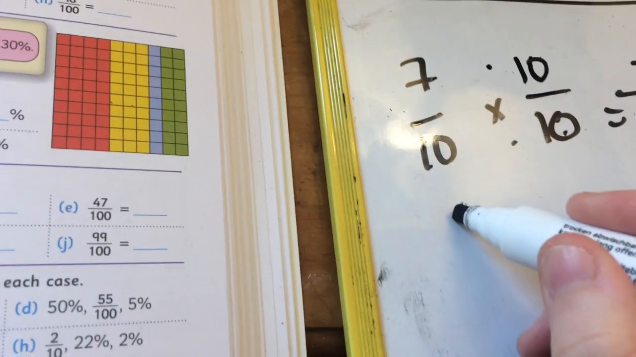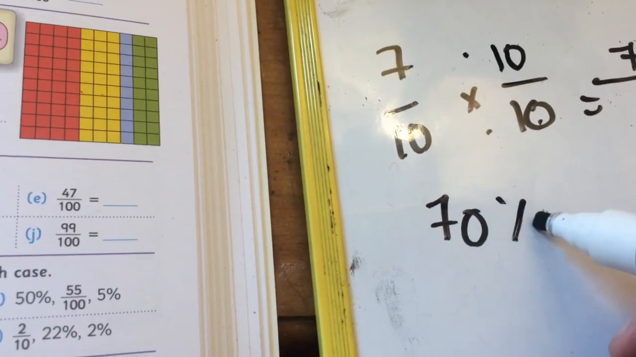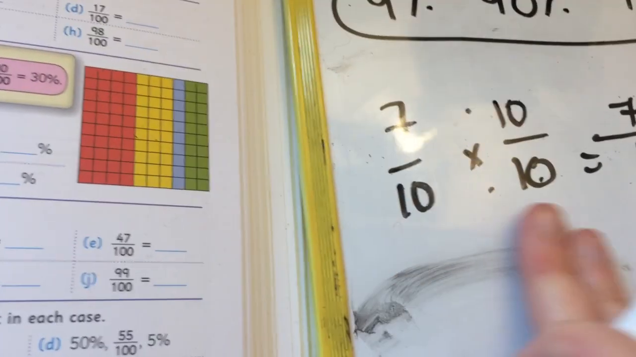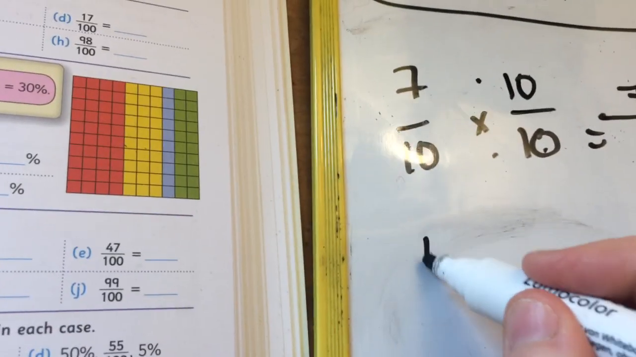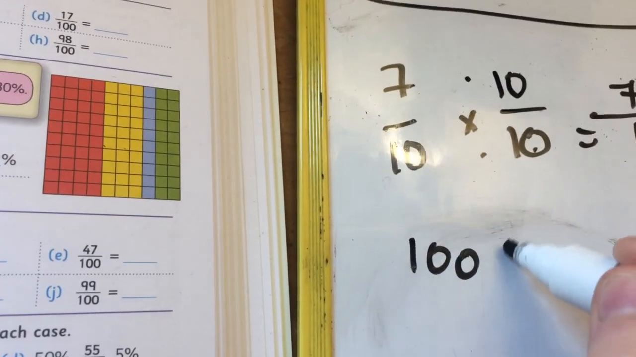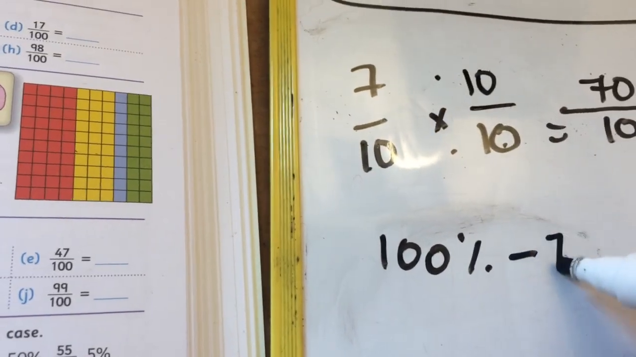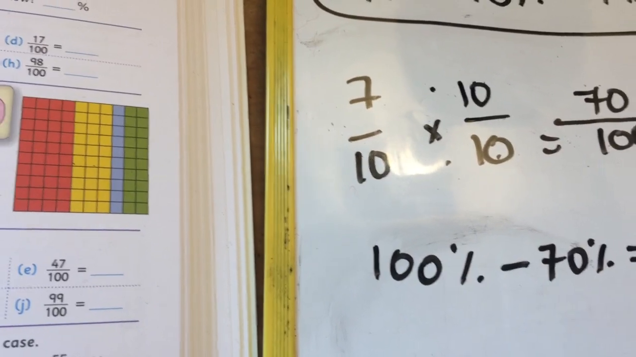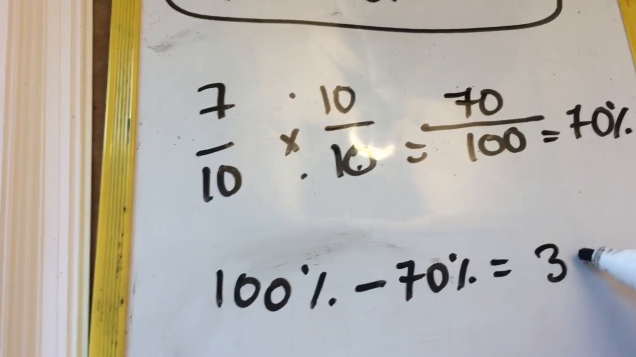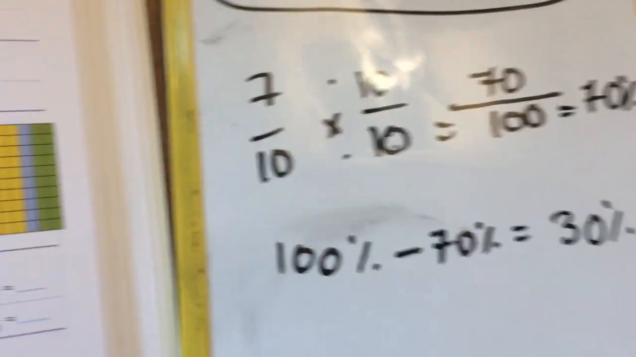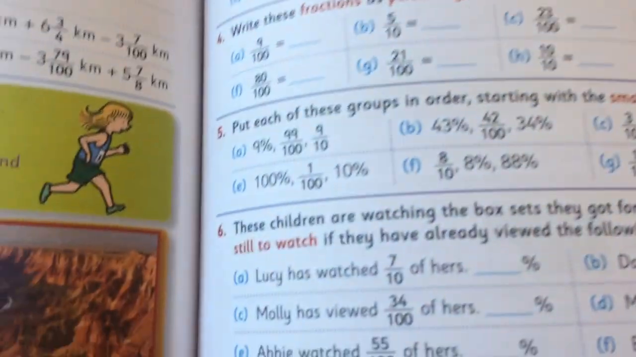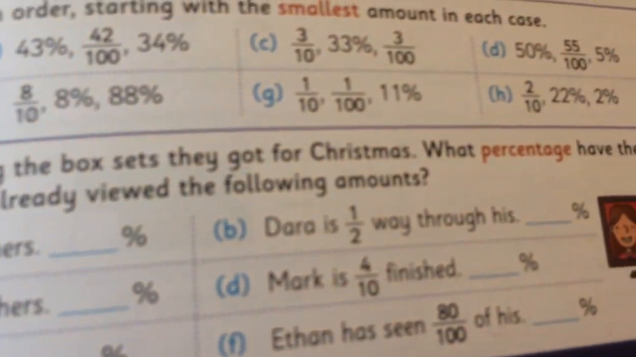So if I had 70% watched and it's out of 100%, how would I find out what that is? I would take 100% minus 70% equals, so 100 take away 70 equals 30%. So that is my answer there. She has to watch 30% more of the program. Let's just look at B as well, just to be totally sure.